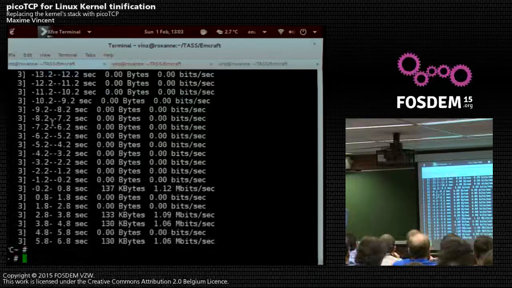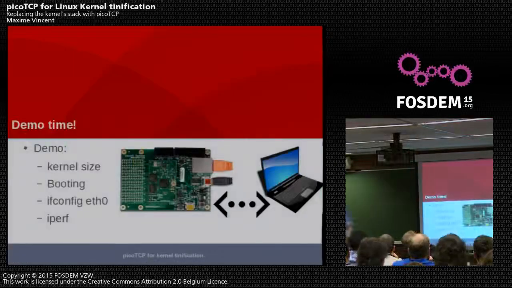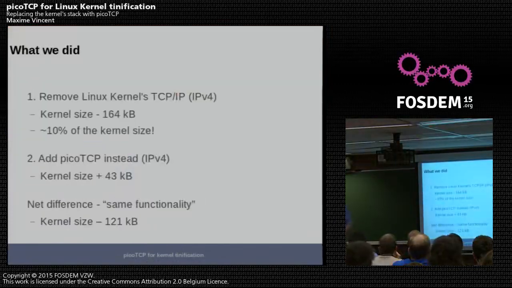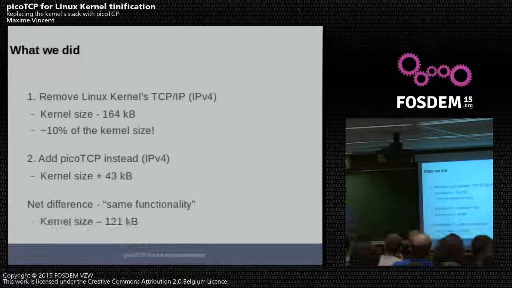So okay, we saw the kernel running PicoTCP, and now I'm going to explain why we did this and how we did this. What we did is first remove the TCP/IP part of the kernel, just to know how big it is. Well, if you remove all of the networking, you remove about 400 kilobytes of the kernel size, but we kept the whole networking infrastructure because you need sockets on the local host to do some things as well, and also we reused the device interface from the Linux kernel. But we removed the TCP/IP part, so IPv4, and that saves about 160 kilobytes, and that's 10% of the kernel size that's running right here.